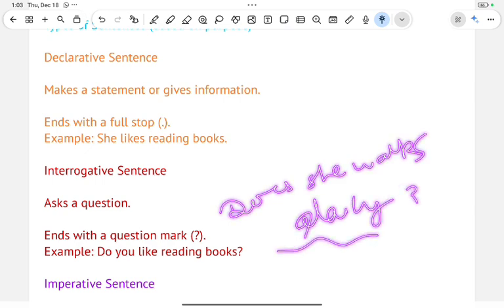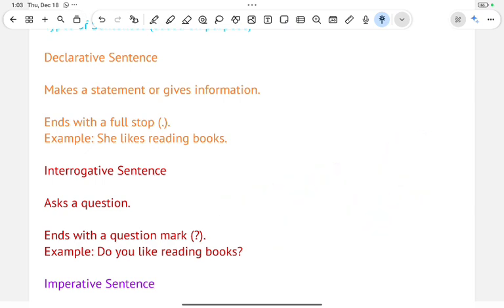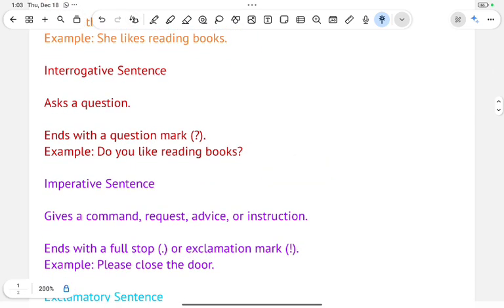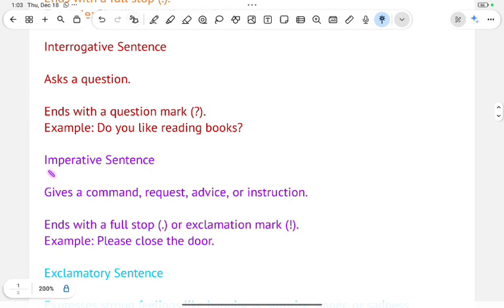Here you can see it always ends with a question mark and most probably a helping verb will come first, or WH words. Now let's talk about its third type, that is the imperative sentence, which is also a very easy one. It always gives you a command, and let me tell you, a command always ends with an exclamation mark, so you don't have to be confused.